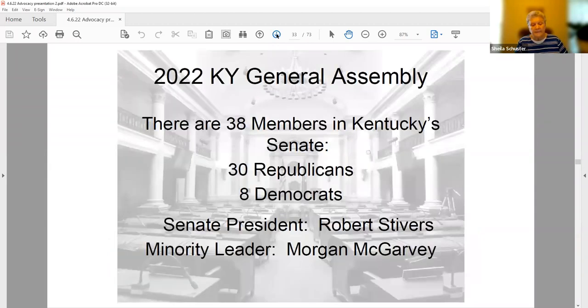Next, please. So just to remember, in our Senate, 30 Republicans, 8 Democrats. Senate President is Robert Stivers from Clay County. He is very sensitive to drug overdoses. I think Clay County is one of the poorest counties in the country, actually, and has one of the highest rates of drug overdoses. The minority leader is Morgan McGarvey, minority meaning he's the leader of the Democrats in the legislature, and he's from Louisville. Next, please.